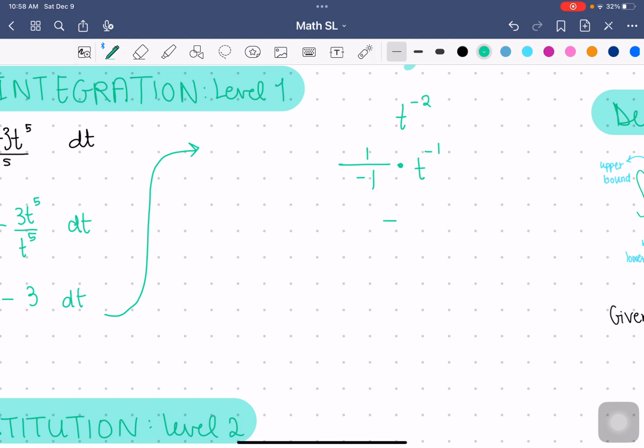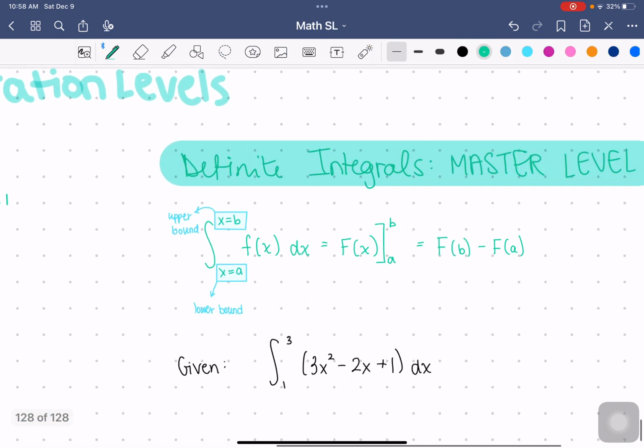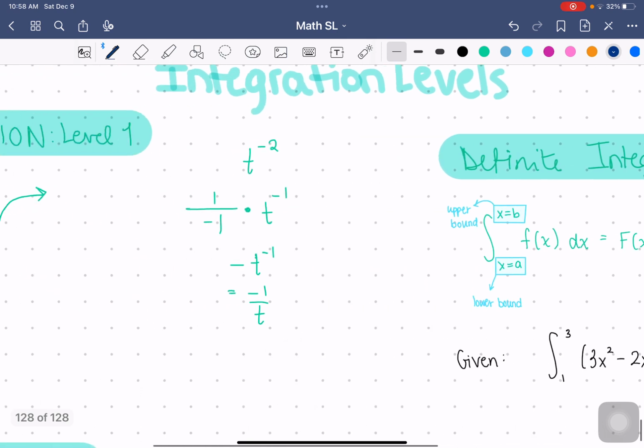So we're going to get minus t to the negative 1, which is going to be minus 1 over t. See how I did that? So we started with this, and the rule is, I'll write it over here. The rule is x to the power n. When we integrate it, we're going to get 1 over n plus 1 times x to the power n plus 1.